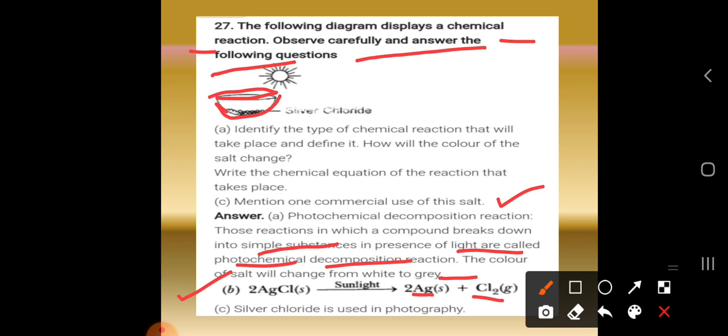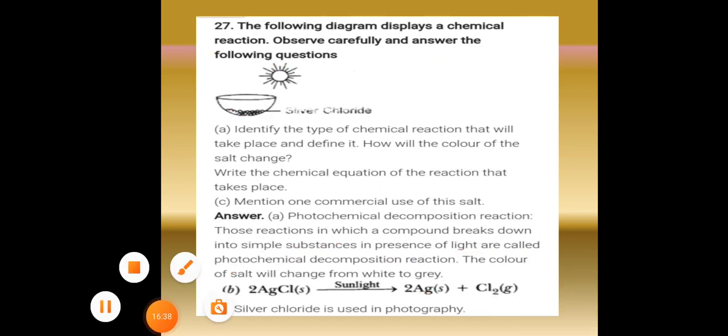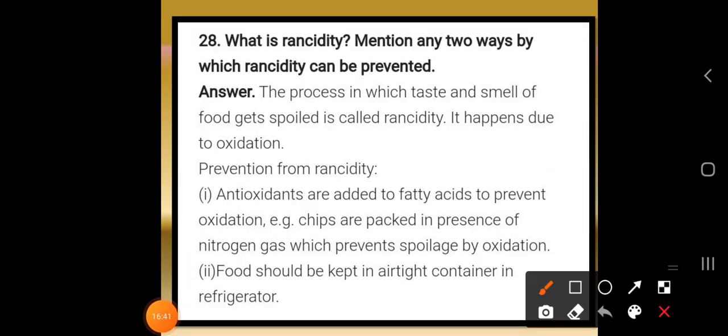Okay, and where do we use this? Silver chloride is used in photography. Okay, so you can observe such types of examples. So here the last question is, what is rancidity? Today's concept, this is the last question. In the next class we are going to start a new concept. So what does rancidity mean? Mention any two ways by which rancidity can be prevented.